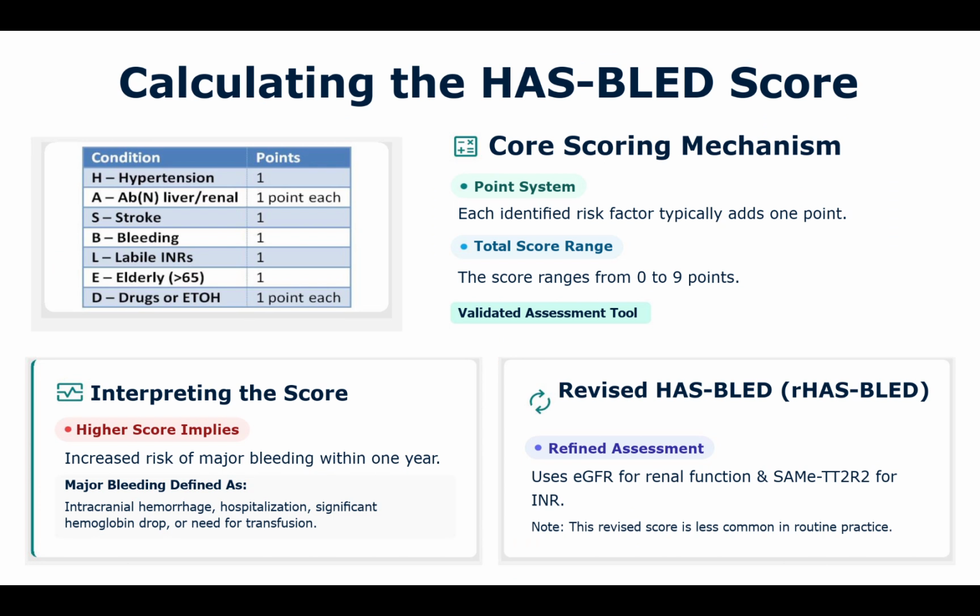While the original HAS-BLED score is widely used, you might also encounter references to a revised HAS-BLED, which sometimes uses more precise measures like eGFR for renal function, or the SAMe-TT2R2 score for simpler assessment. However, the 9 point system remains the most common in clinical practice.